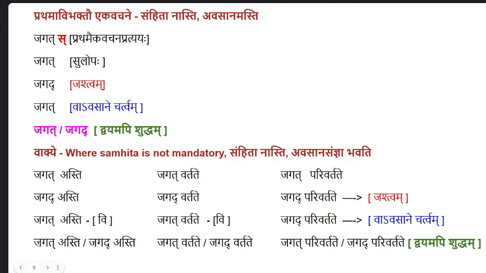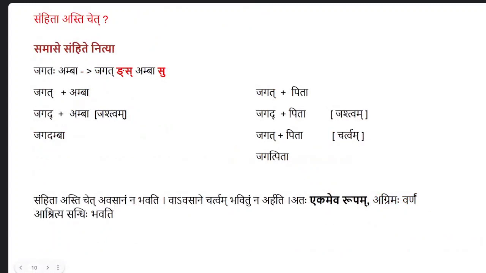But still, in common usage, Jagat Asti is the one that is used. Nobody says Jagad Asti. But both are fine, both are correct. If there is no Samhita, because Vavasane Chartvam may or may not happen, the benefit is given that both are right. But once Samhita is there, there is only one form. That means Sandhi has to happen and it has to be Jastvam, or in the case of Karkasha Vyanjana, Jastvam and Chartvam. I think we've come to the end of it.